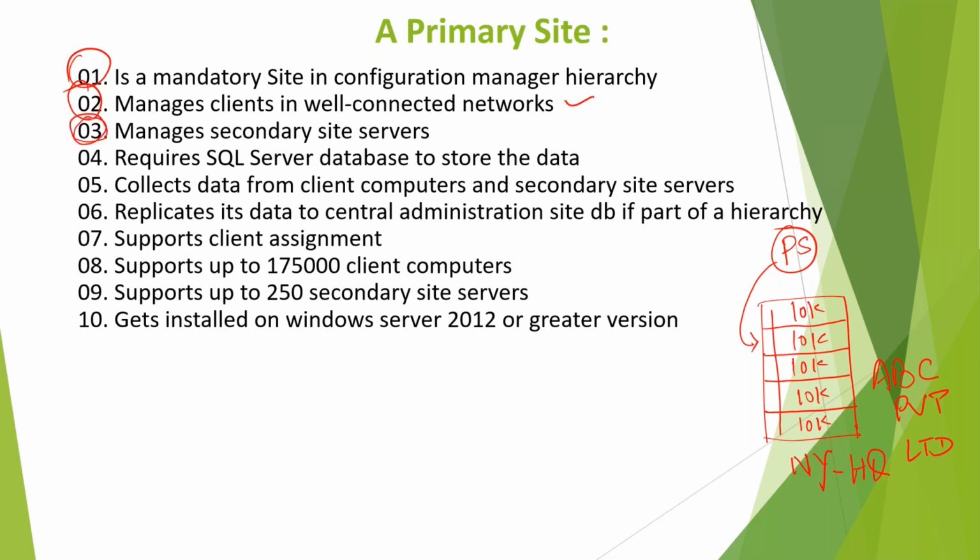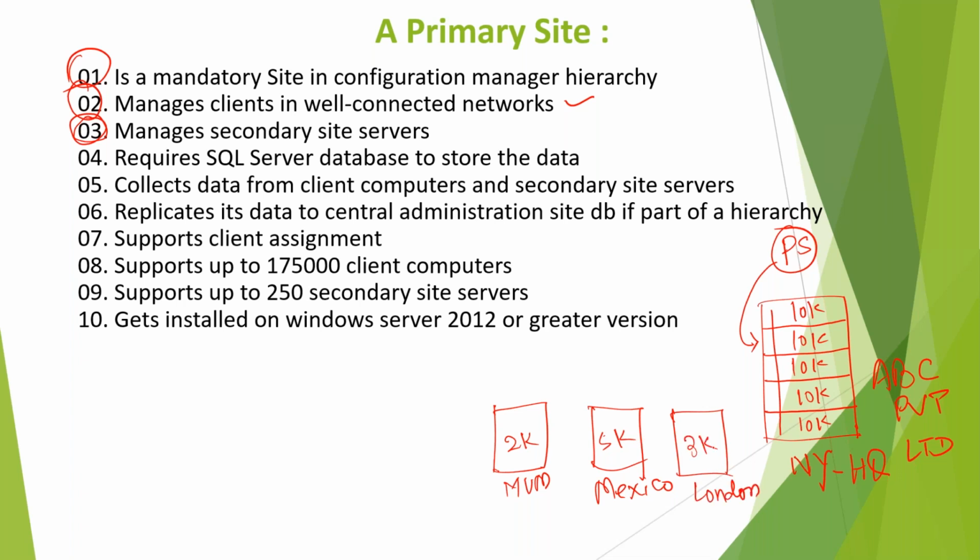Now it manages the secondary site server. Secondary comes into the picture when you have devices in branch offices. So suppose you have devices in another location. For example, Mumbai, 2,000 devices are in Mumbai. Then you have Mexico, 5,000 devices. Then you have London, 3,000 devices. These are branch offices. So who will manage these extra devices? These devices are on a LAN network, but those devices are on a WAN network, a wide area network.